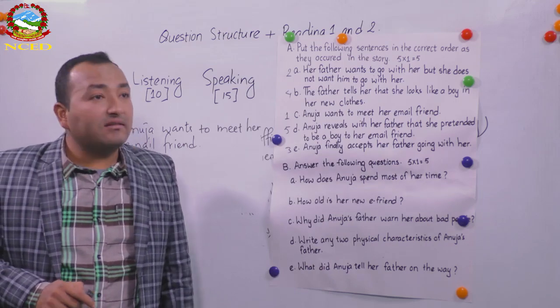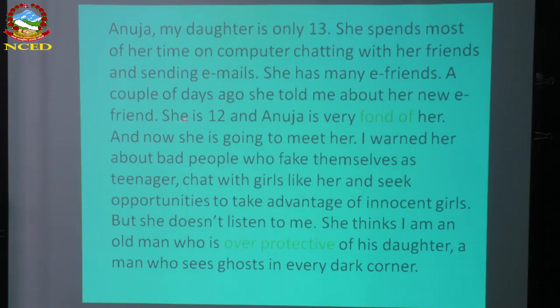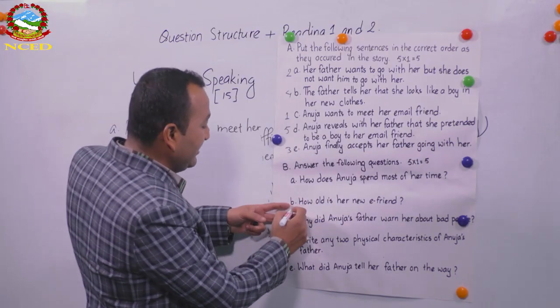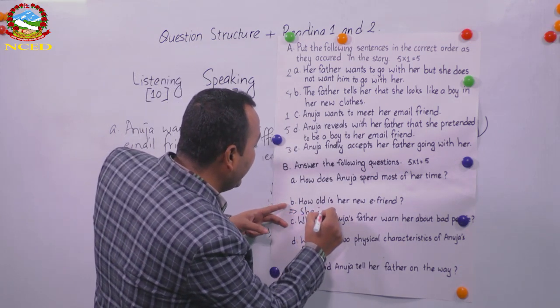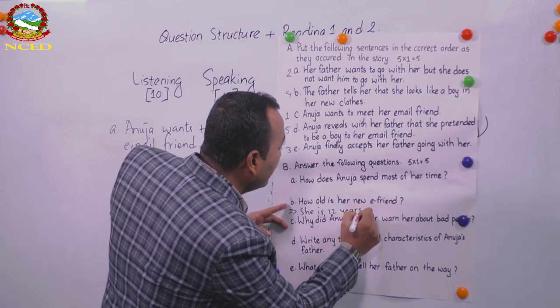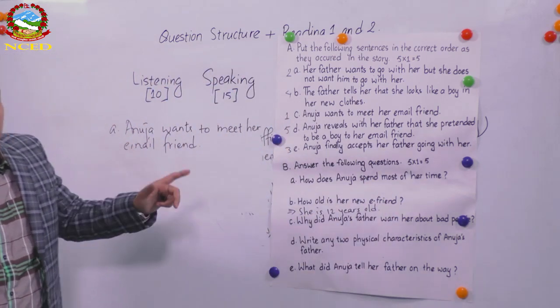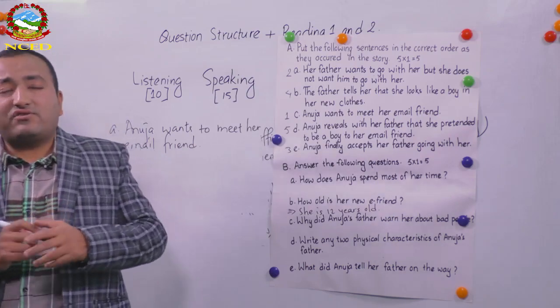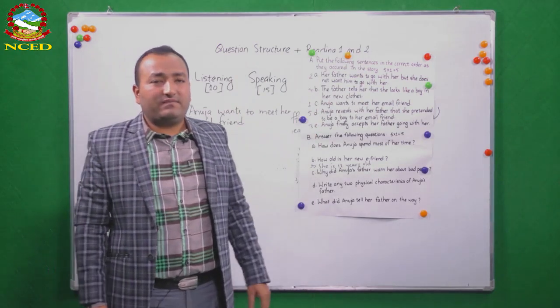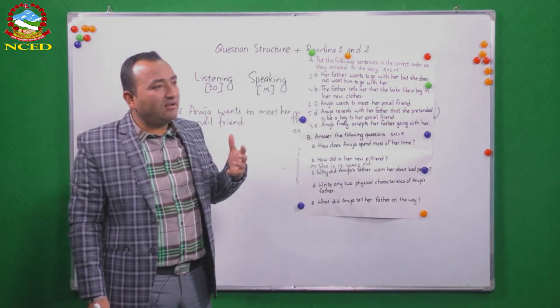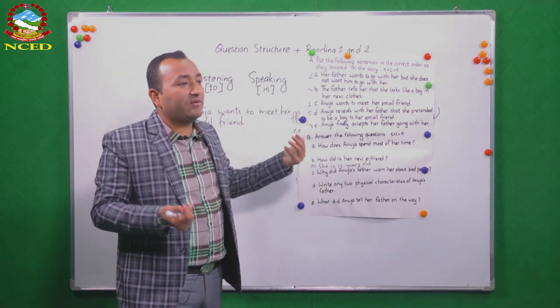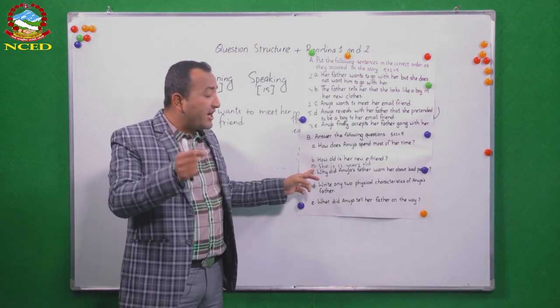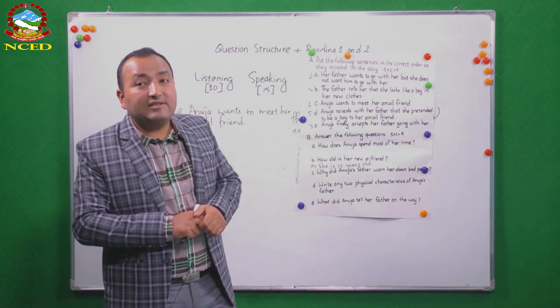How old is her new email friend? Can you find out the age? It is there in the passage somewhere. She is 12 and Anuja is very fond of her. Means don't copy the whole sentence up to the full stop. So just write down, she is 12. She is 12 years old. You can simply write, she is 12 years old. Complete the sentence just up to that. Don't overwrite. Don't try to copy the whole sentences from the text. It will spoil your answer, or it will lessen your marks. You will not get 1 out of 1. So please write as much as is necessary.